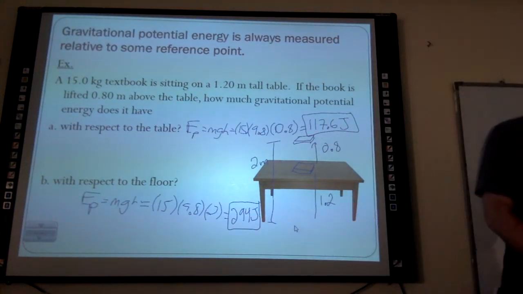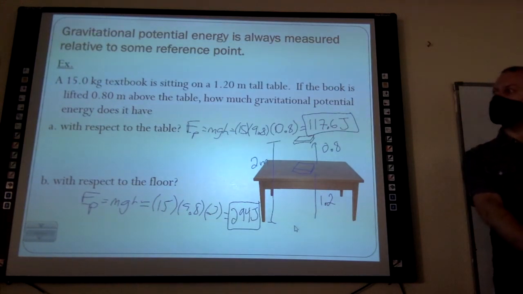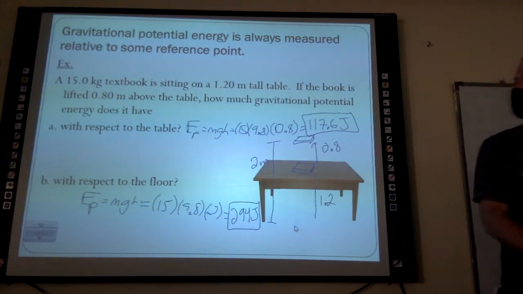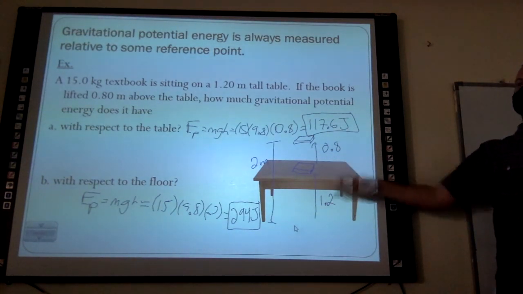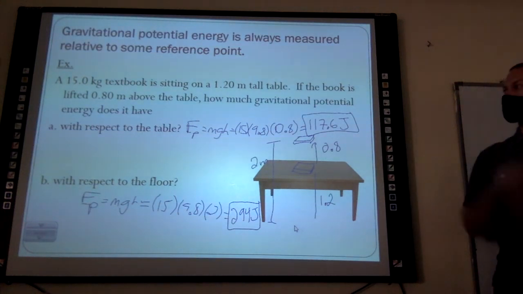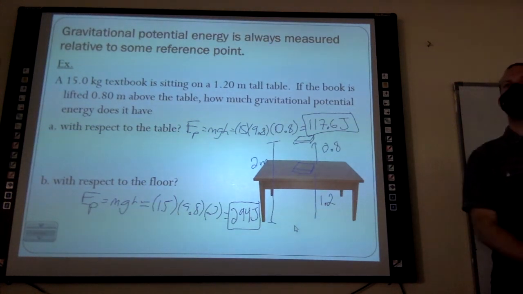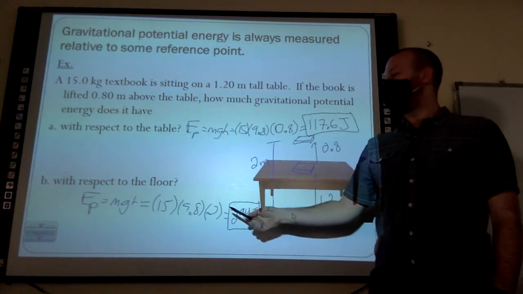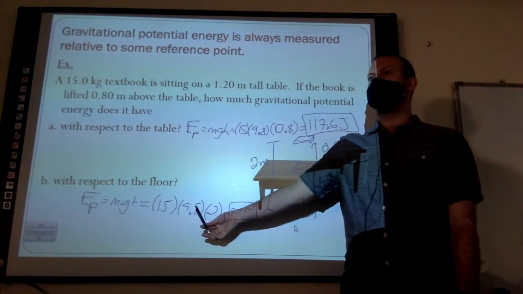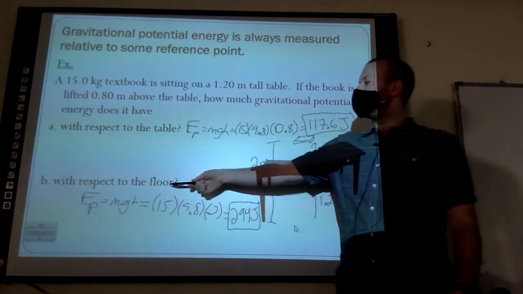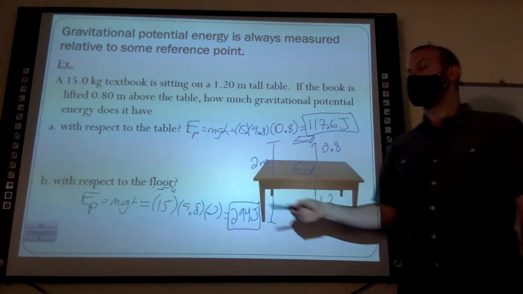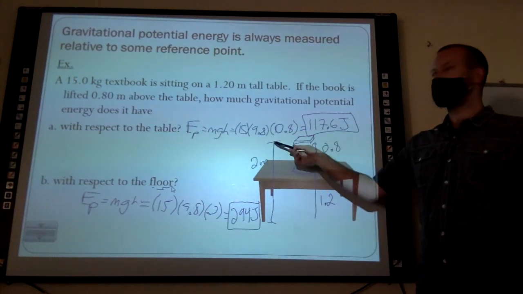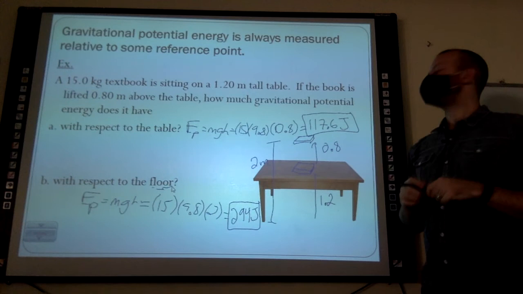So be very, very careful with this. I can trick you with many different distances. You need to think, what is the height relative to? Make sure you're paying attention to what it is relative to. Where does the 2 come from, or where does the 9.8 come from? The 2, it says I want respect to the floor, so my height needs to be from the floor to the textbook.